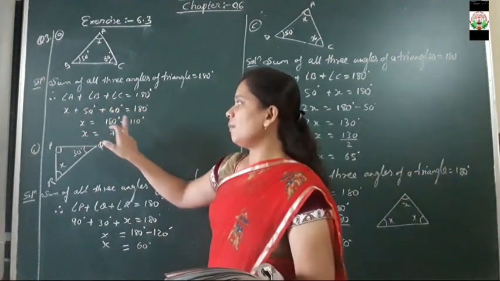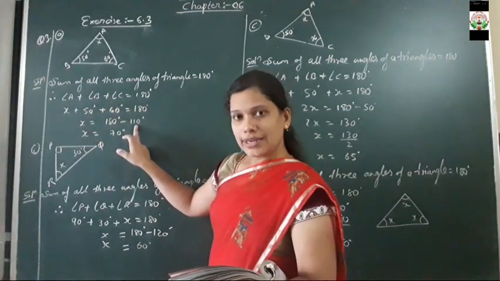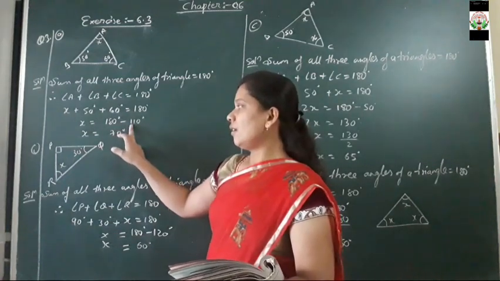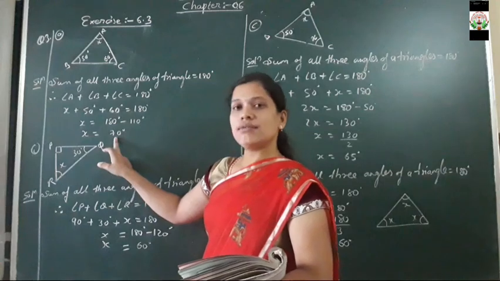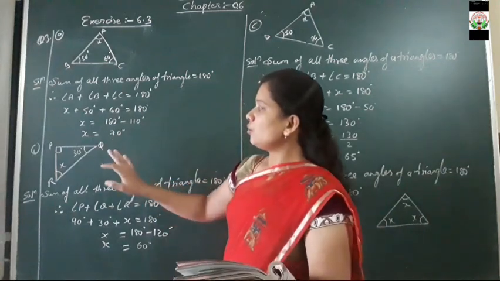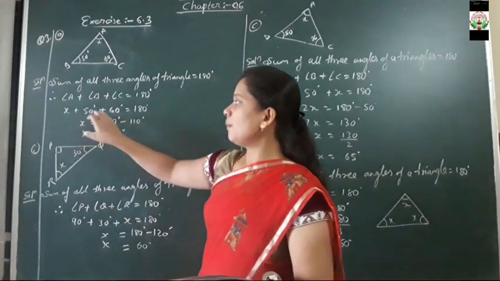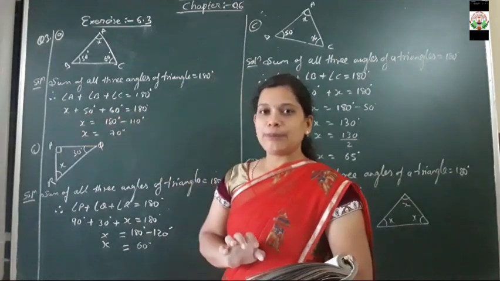50 plus 60 will be 110. Transposing and subtracting from 180, it will become 180 minus 110. So the value of x is equal to 70 degrees. Now in order to check, we can put this 70 degrees in place of x, then 70 plus 50 plus 60 will become 180.